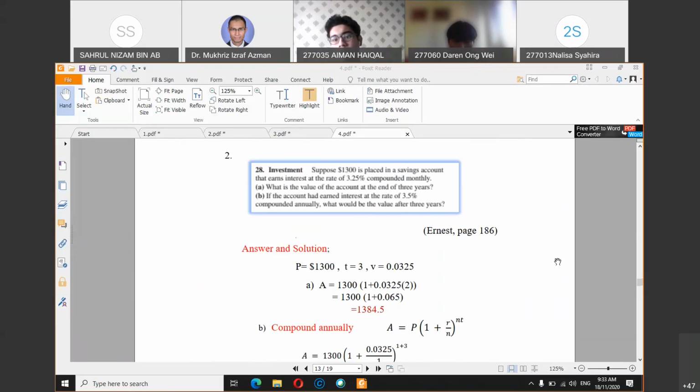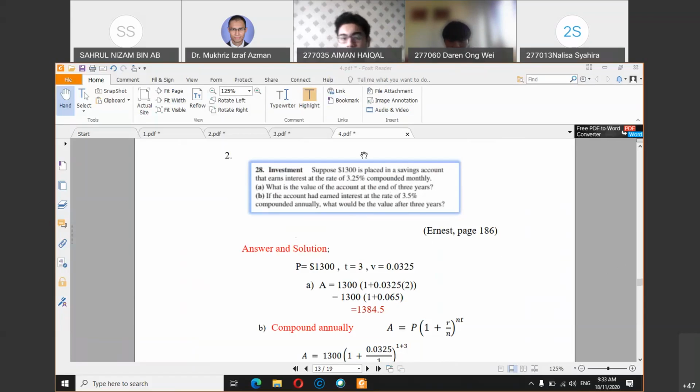So the value is equal to 1,300 multiplied by 1 plus 0.0325, to the power of, actually this is a typing error, it is supposed to be 3. So the answer for A is 1,426.75.